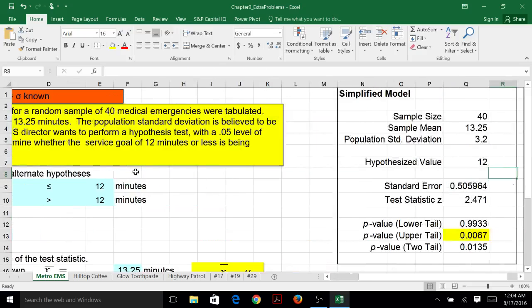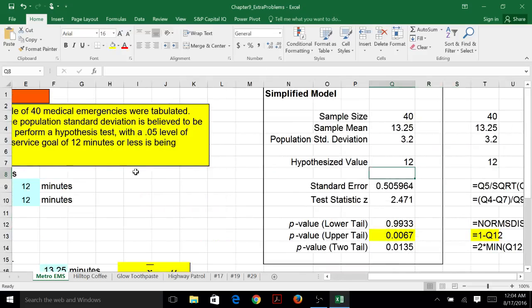I've created this template for you to use. I suggest you use it. And again, I'll put this out for you to look at. If you use this over and over again for sigma known problems, this is a z statistic, all you have to do is plug in these 4 values and it spits out a value for you. Sample size, sample mean, population standard deviation, hypothesized value. It creates a standard error and the test statistic for you.